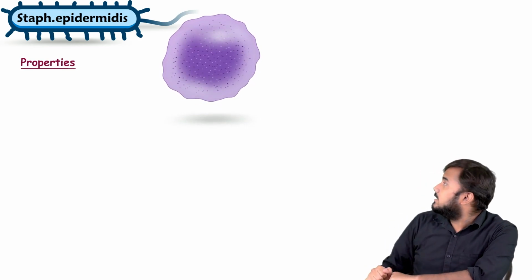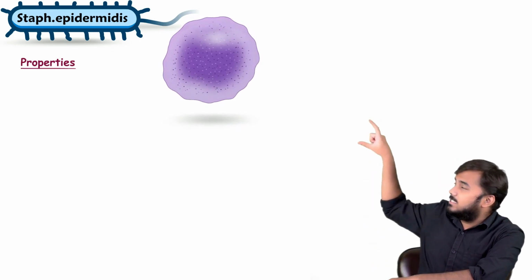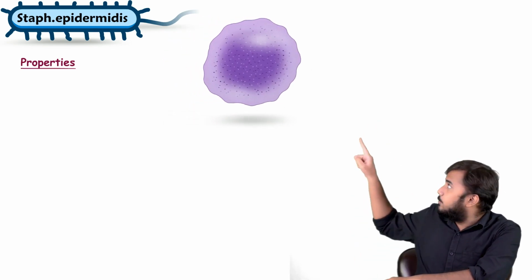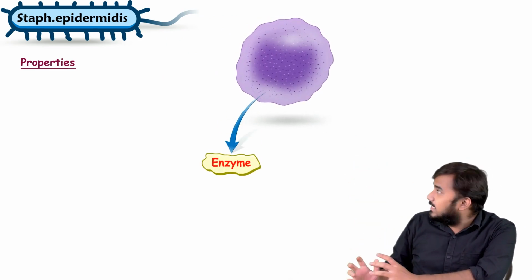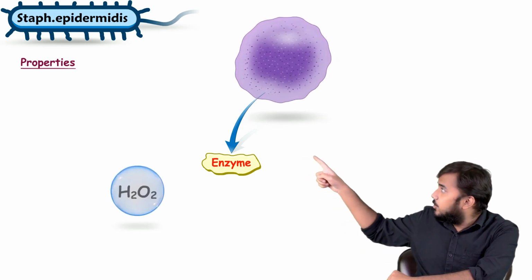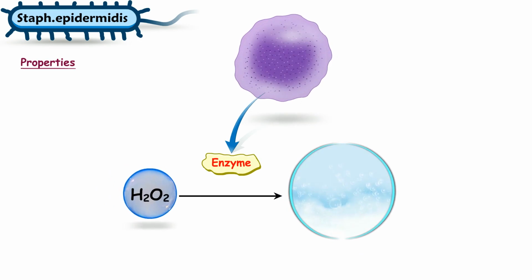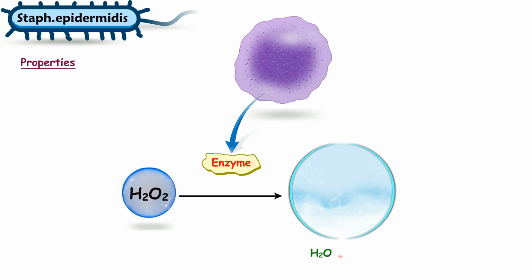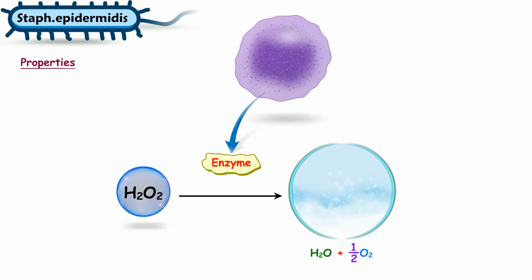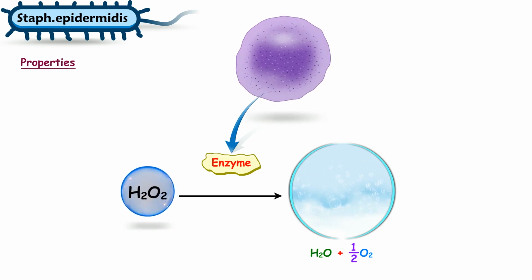Right. What are the properties of this bacteria? Regarding the properties, property number 1. As you can see, this is the bacteria over here. Now, this bacteria is releasing some enzyme, whatever it might be, we don't know. What this enzyme is doing is that, on the other hand, you can see H2O2, right? This H2O2 is converted into foam. You can see the picture of foam here. What is foam? Foam is nothing but water plus oxygen. Exactly, meaning H2O2 is converted into water plus half mole of oxygen, and that is what forms the foam.